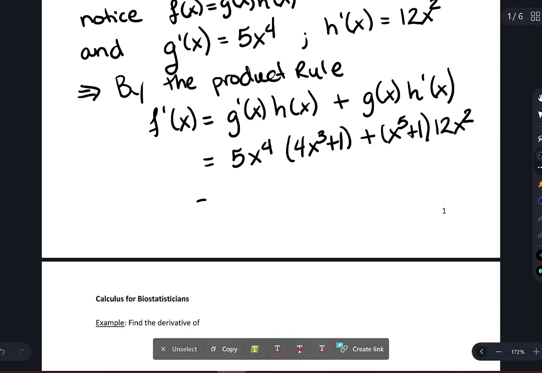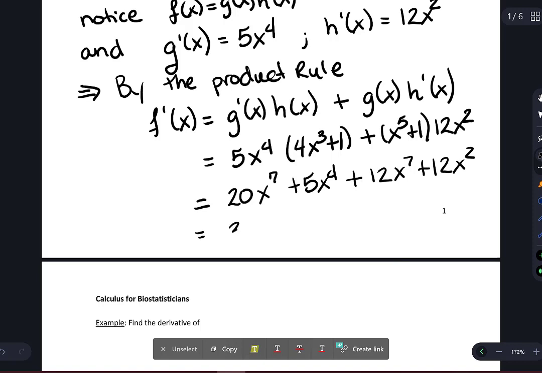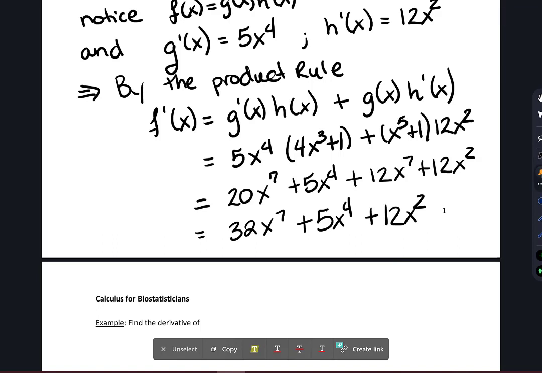And then we'll want to make sure that we always simplify and multiply out. So here we have 5 times 4 is 20, x to the seventh, plus 5x to the fourth, plus 12x to the seventh, plus 12x squared. And so this is going to be equal to 32x to the seventh plus 5x to the fourth plus 12x squared. And remember that whenever we write these expressions, once we do the rearrangement, we order the terms by their power from highest power to lowest power.